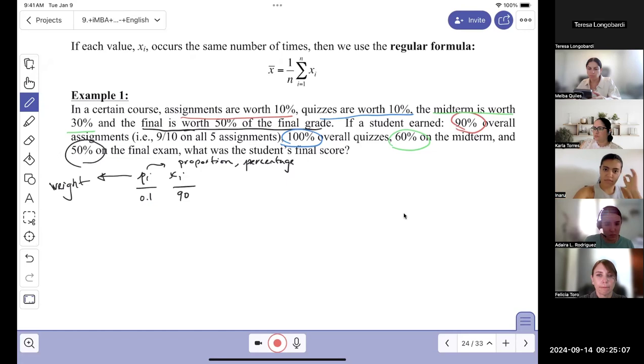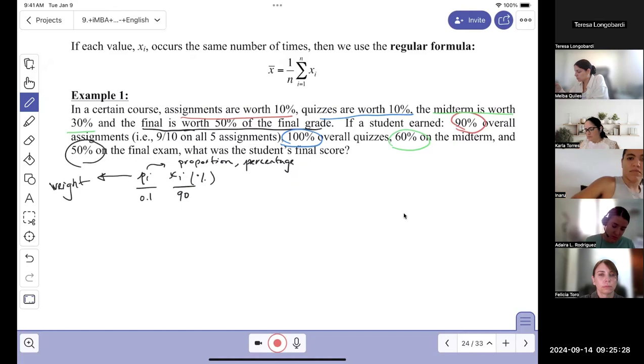Usually the units of the exercises, whether millimeters or kilometers for distance or gallons for gas, we don't usually talk about until the end. We just put them on the side, and that can help clear up things. So for blue, it's quizzes. That's 10%. I can even write it here. This is assignments.